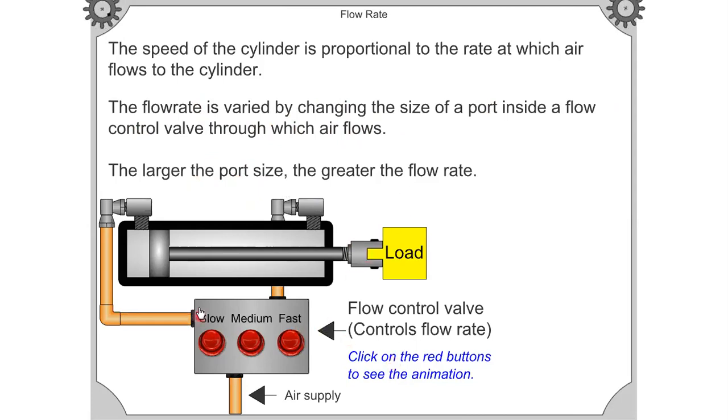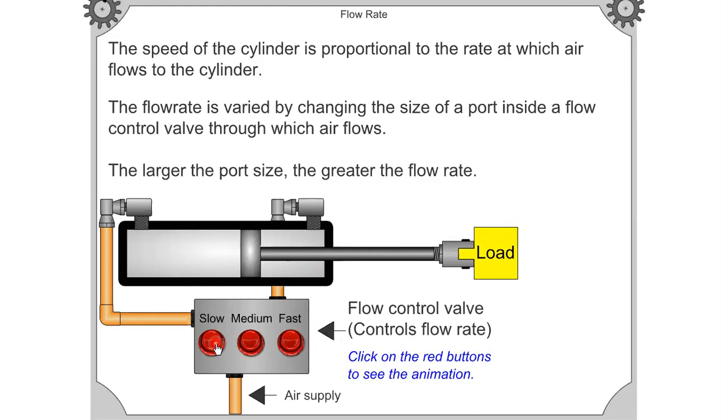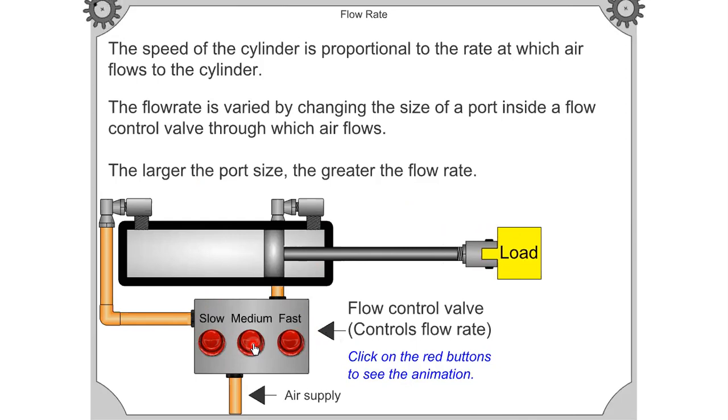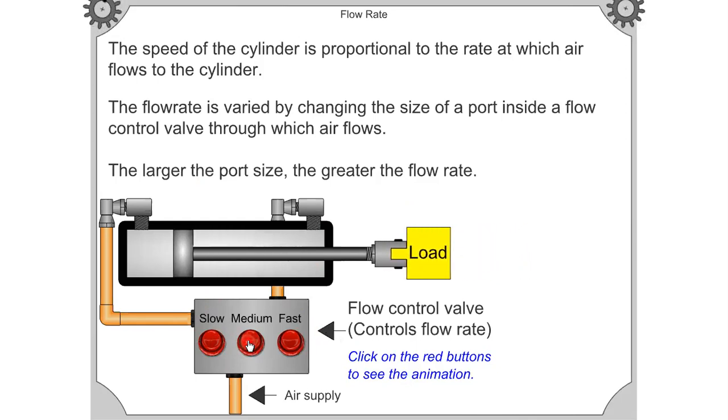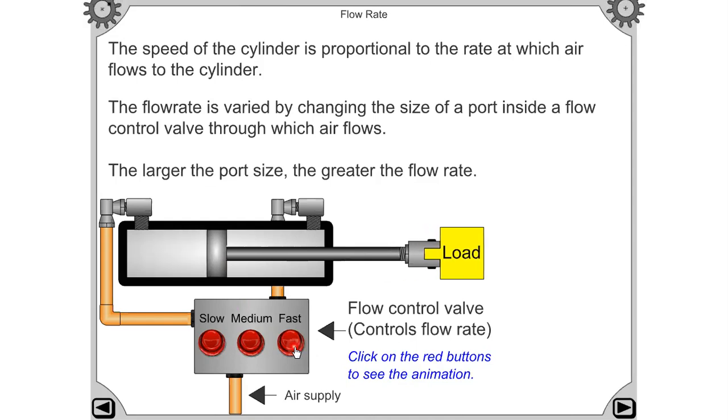Let us see the same diagram here, where we are using a double acting cylinder. A load is connected here. Then the flow control valve is here. For the flow control valve, first I will see the slow position. Then we can see the medium. When the flow opening is medium, the speed will be medium. Then for the fast, when I open the flow control valve fully, the speed will increase. That is the fast condition.